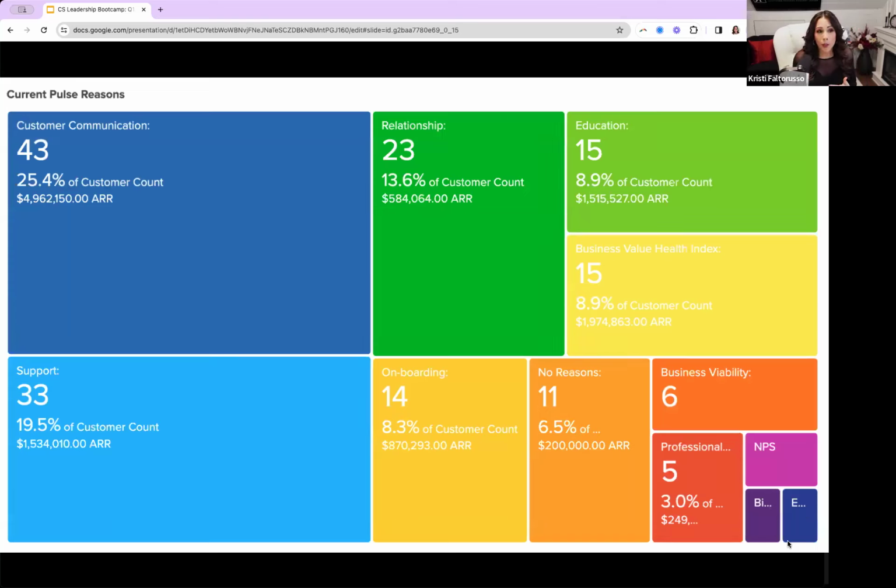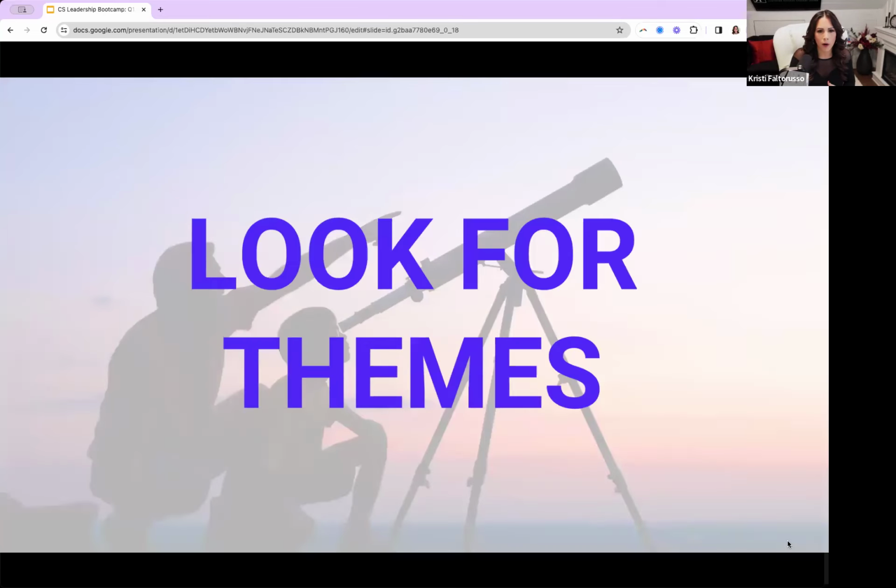The renewal reasons are also important, right? Like, why is this customer signing a multi-year renewal? Why are they staying? Every time we are capturing this information, it's going to be data points that we can use in the future. When you have enough of that, you can start to uncover themes and patterns, and that's what we're looking for. And so that's my next slide, right?